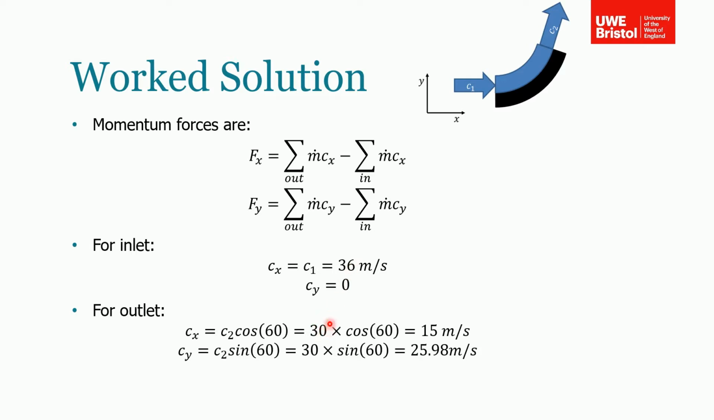It slows down due to friction. So it's 30 meters per second times cos 60, which gives us 15 meters per second, and in the y component it's times sine 60, which gives us around 26 meters per second. So we have all the components of velocity there.